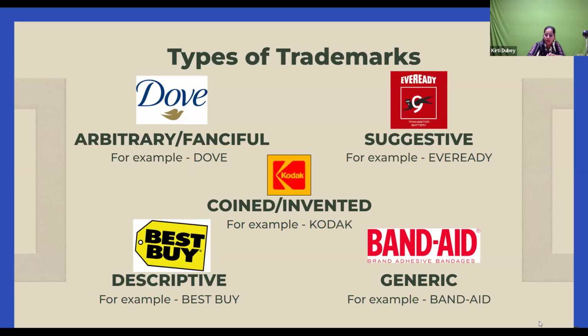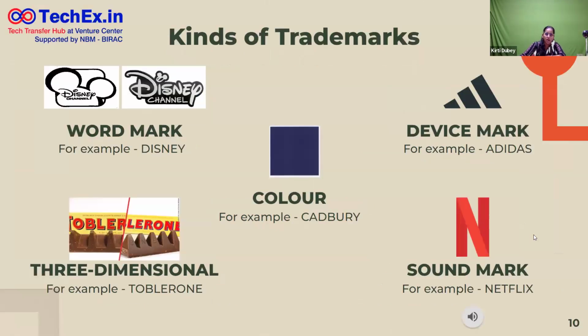Next, we are going to look at kinds of marks. Yes. So kinds of marks. Now, there's a difference between types of marks and kinds of marks. The difference is that types of marks talk about the quality of the mark. What are the qualities that the mark holds itself? Like, is it a coined or invented mark? Does it have any meaning, or how is it going to relate to the product itself?